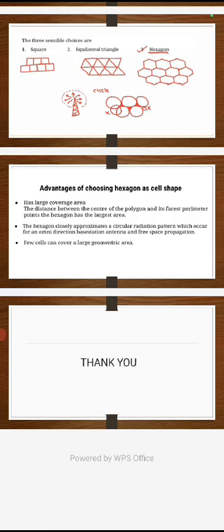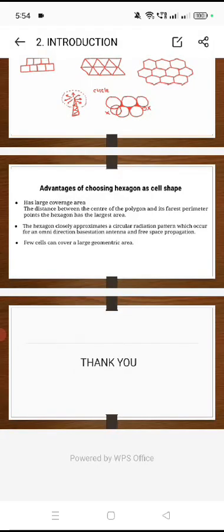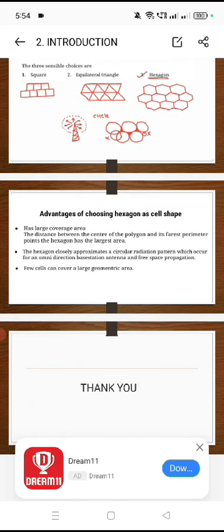But in the circle, look at the diagram, some portions are not covered. In the second parameter I told you that the cells should not overlap, but in the circle some areas will not be covered. If we encircle with another circle, there will be overlap. So the circle shape does not satisfy that condition. So we are opting for the hexagonal shape.